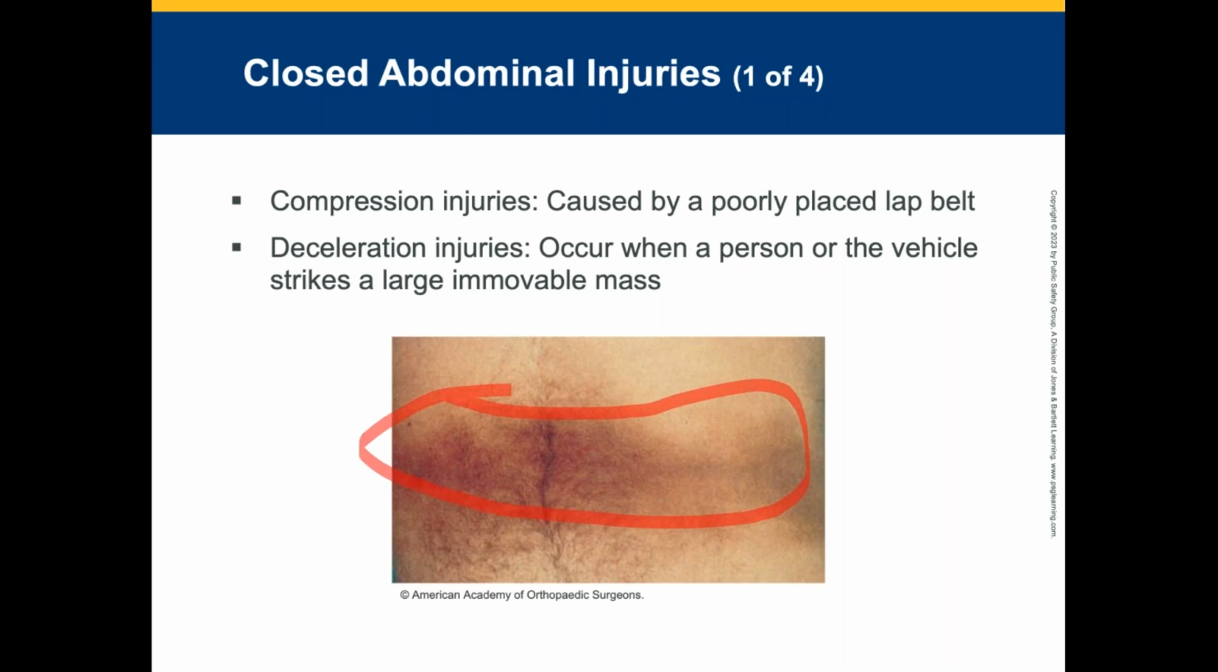Deceleration injuries also occur when a person, or the vehicle in which the person is traveling, strikes a large immovable mass. So they have that deceleration injury where they hit that wall, but they keep going, right? The deceleration injuries happen with that. So what are the three impacts, and we talked about this before, that we have again in a motor vehicle crash?